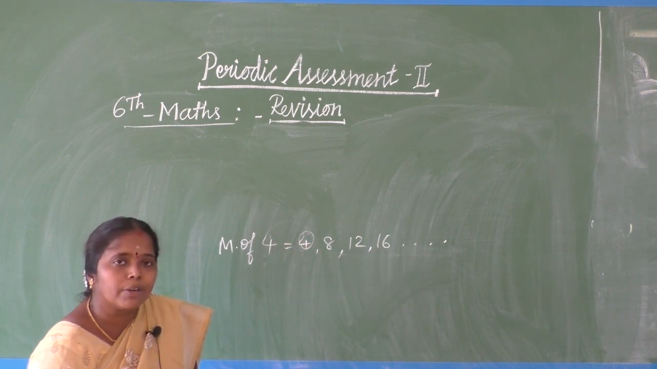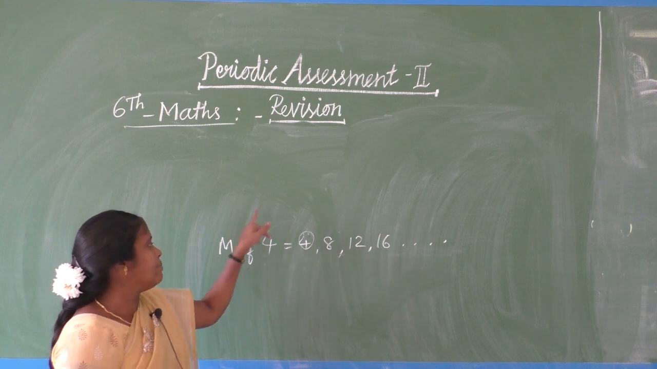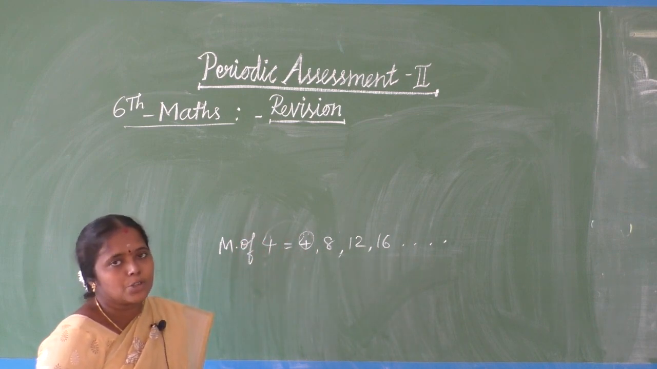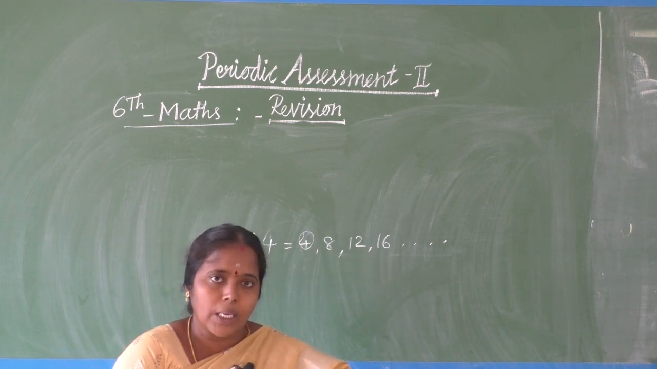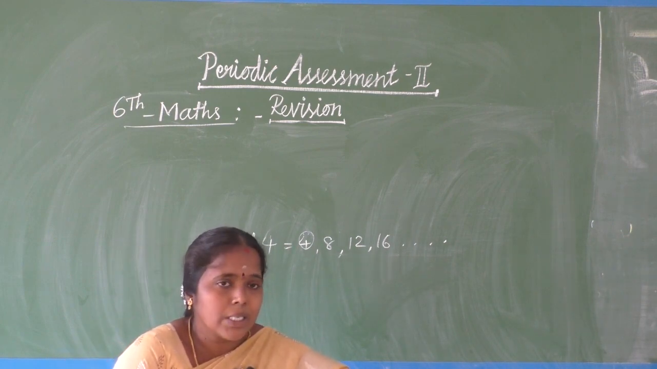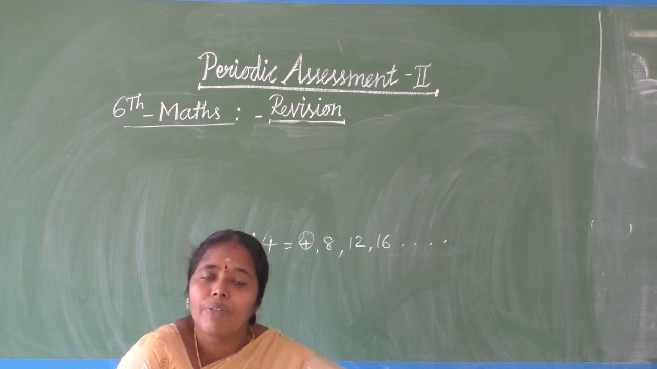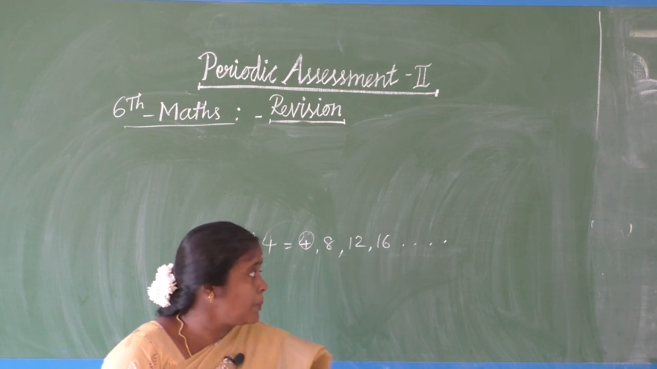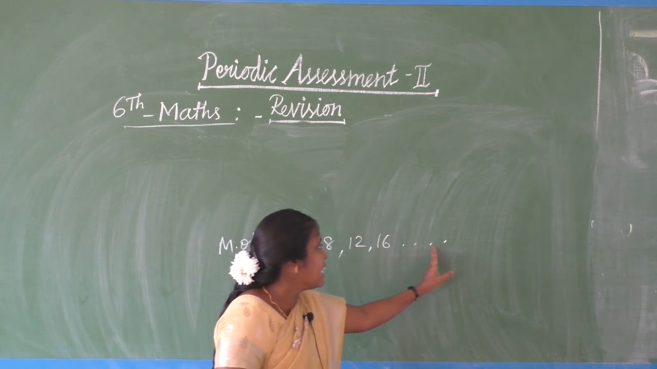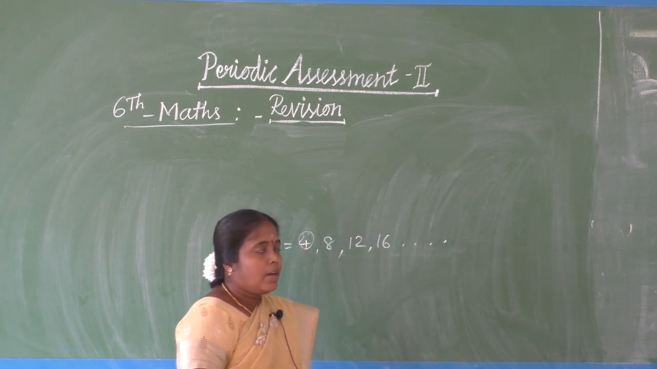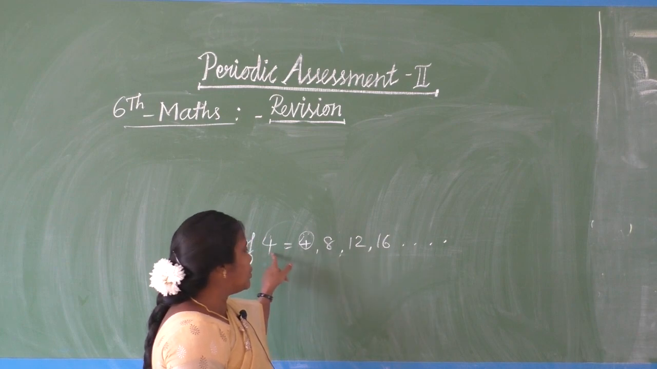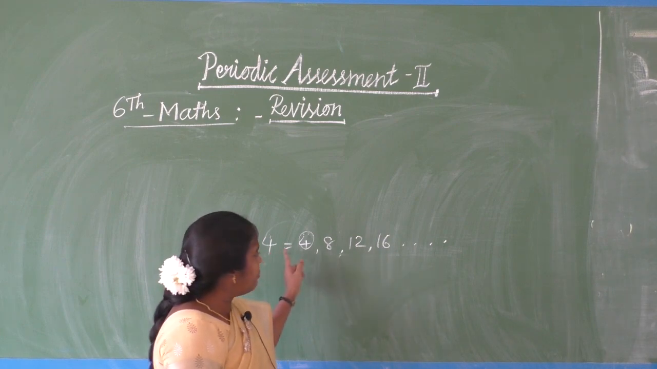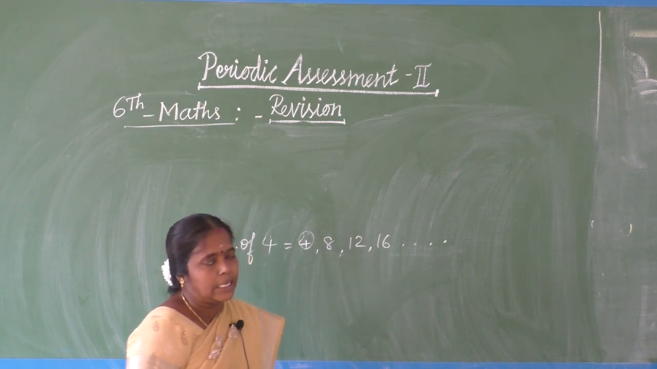So what do you tell from this? Every number is a multiple of itself. Understood, children? So these points regarding multiples, you have to think about. Multiples of any number, what we have discussed? Multiples of every number are infinite. All the multiples are greater than or equal to that number. Every number is a multiple of itself.